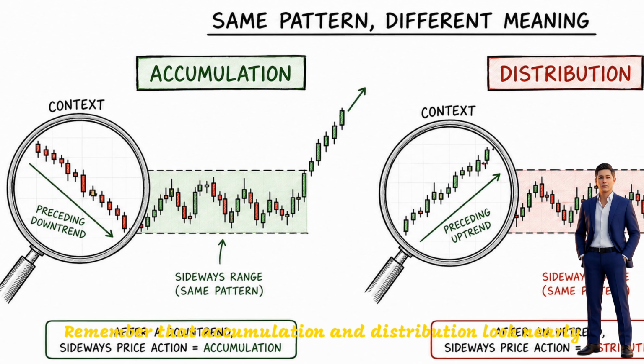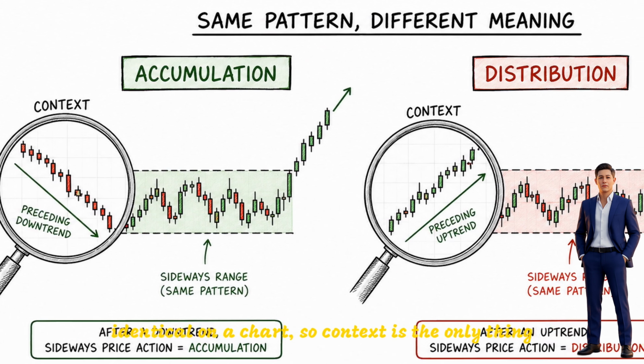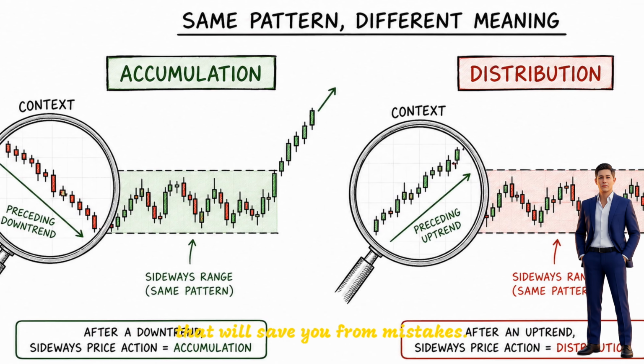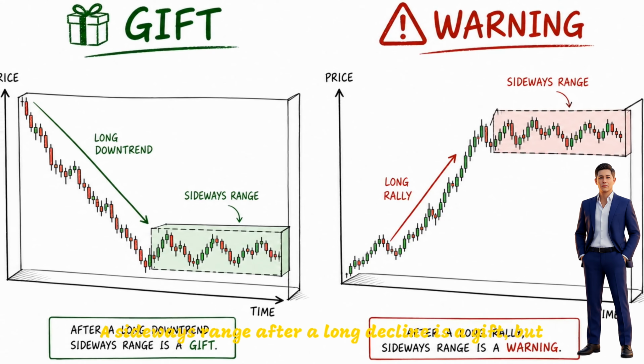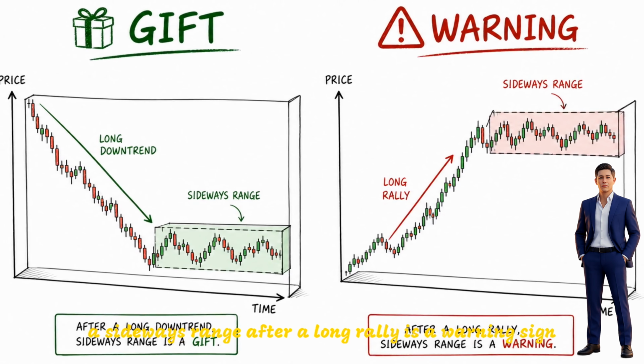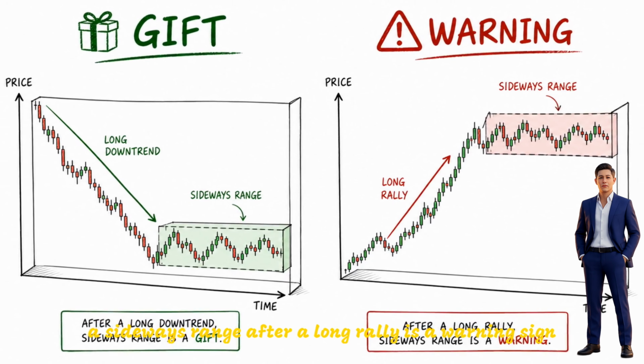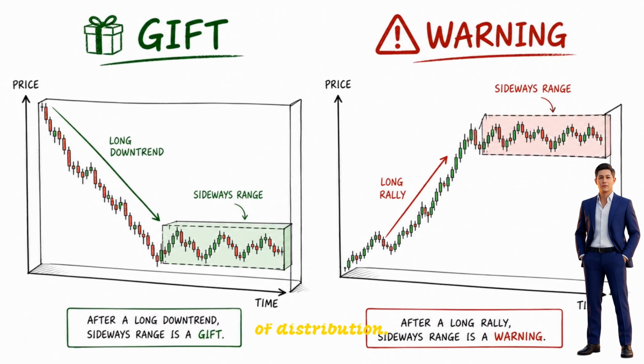Remember that accumulation and distribution look nearly identical on a chart, so context is the only thing that will save you from mistakes. A sideways range after a long decline is a gift, but a sideways range after a long rally is a warning sign of distribution.